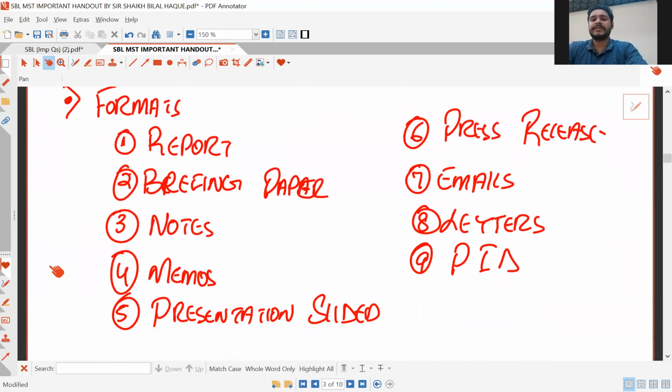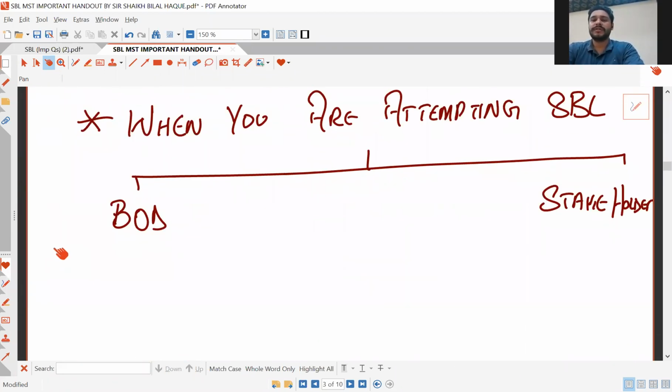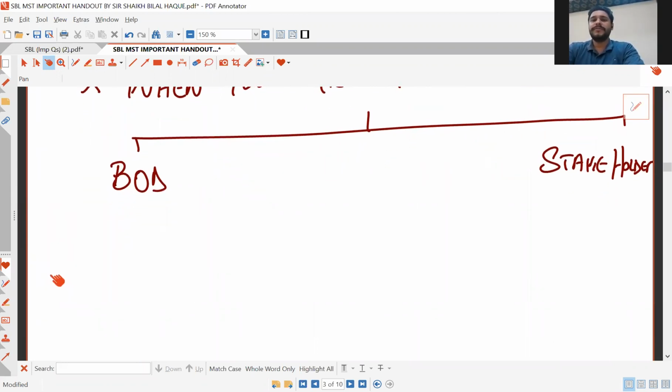Some of the most important formats that I would want you all to please kindly go through. Number one is the format for the report, briefing paper, notes, memos. I'll share these formats on my WhatsApp groups as well. Presentation slides, press release, emails, letters, and project initiation documents. These are the most important formats that I would want you all to kindly go through before going into your examination. When you are attempting the SBL examination, you know that you are either going to write your answers for the board of directors, or you are going to write your answers for the stakeholder.